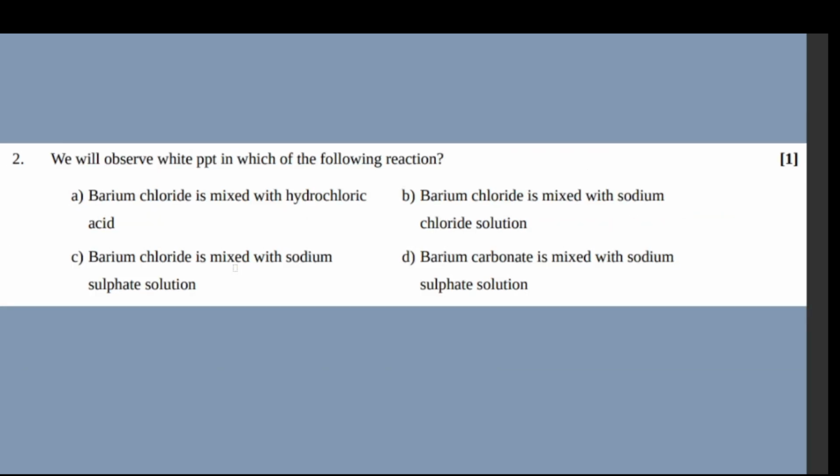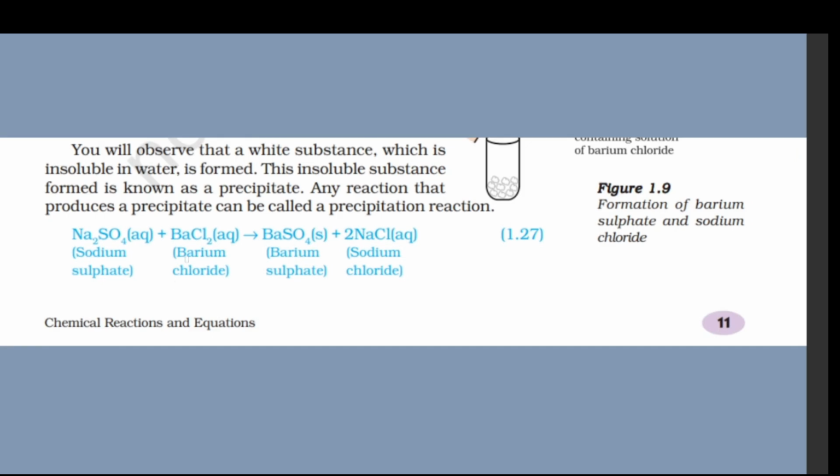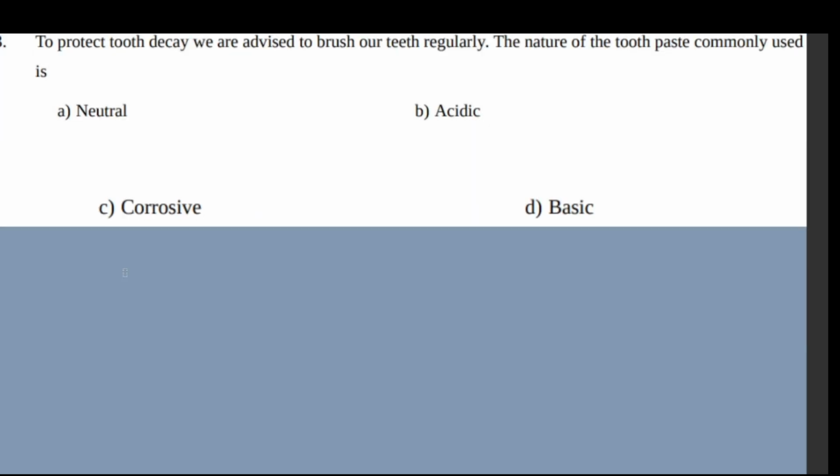Now moving to the next question. We will observe a white precipitate in which of the following reactions? You may mark the answer. The answer is barium chloride and sodium sulfate. You may also see this reaction in the NCERT, where this is barium chloride and this is sodium sulfate.